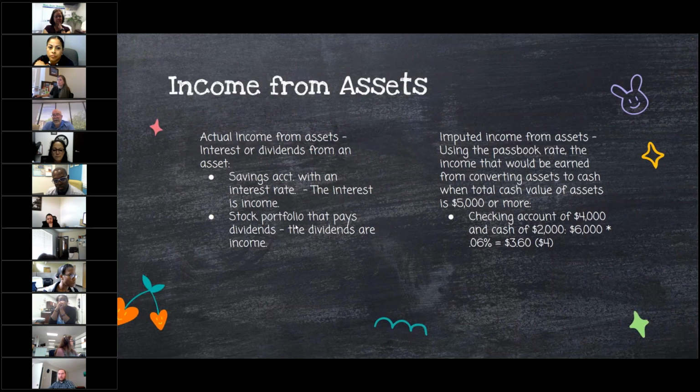When it comes to income from assets, there's kind of a two-part test. We do actual income from assets, and then if the household's total assets exceed $5,000 or are $5,000 or more, then we do this imputed calculation. So for actual income, for example, a savings account with an interest rate, the interest rate times their current balance is going to be the income from asset. A stock portfolio, on the other hand, that pays dividends, the dividends are the income.